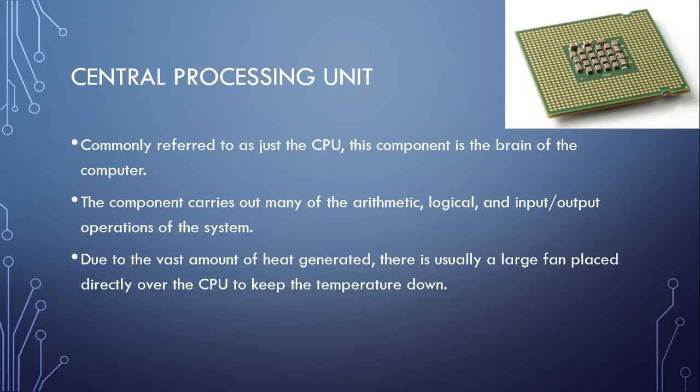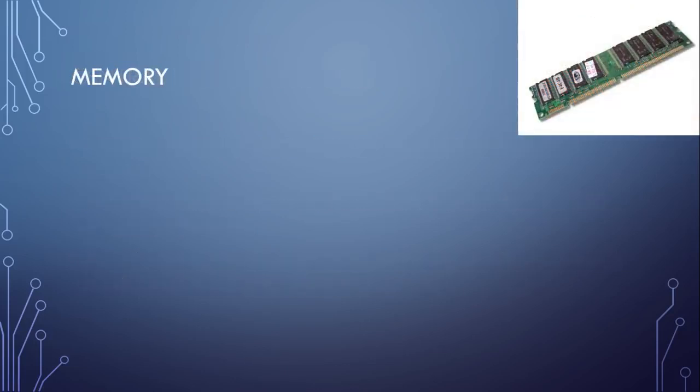Now, due to the vast amount of heat generated, because it's doing a lot of calculations really quickly, there's typically a large fan placed directly over the CPU to keep the temperature down, because otherwise it will literally overheat. There's other optional cooling options like water cooling and stuff. But let's go ahead and jump right to the next component, which is that of memory.